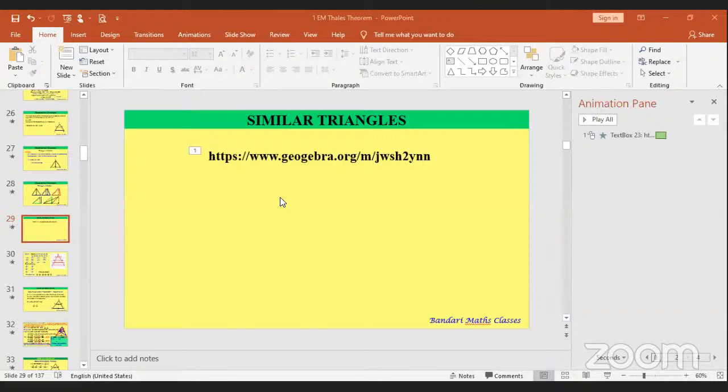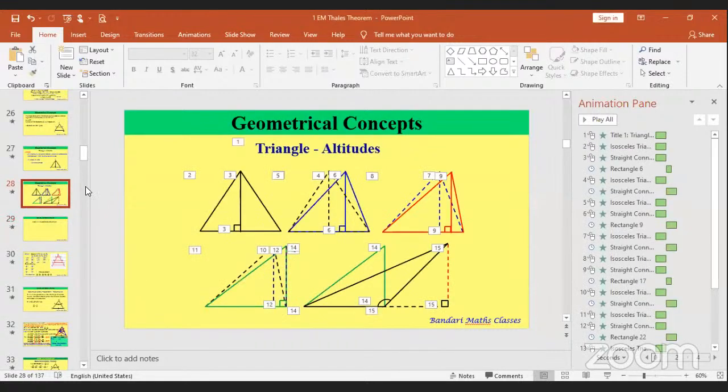Shekhar sir, is the screen share done? Shekhar sir, the screen share is done, sir.